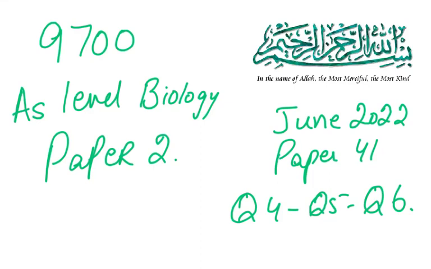Bismillahirrahmanirrahim. 9700 AS level biology paper 2. And now this is the second video for the June 22 paper 2-1. Sorry, not 4-1. For 2-1, and this is question 4, 5 and 6.